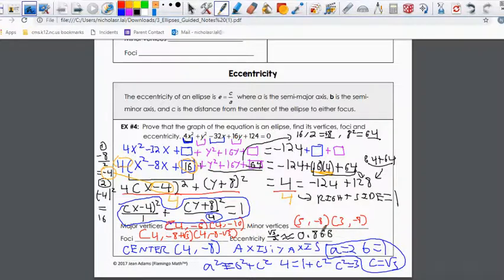All right. Here's just a cool food for thought. If c equals a and the eccentricity is equal to 1, the ellipse becomes a circle.